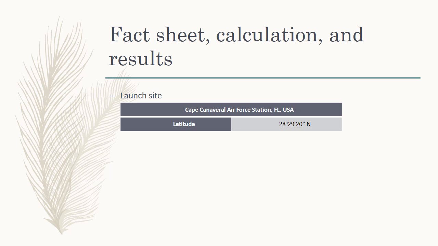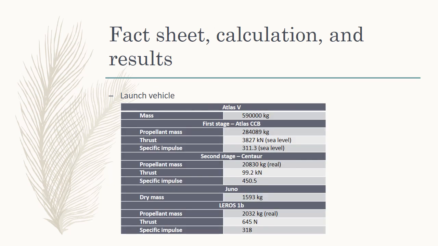The first one is about the launch site. Juno was launched from Cape Canaveral Space Station in Florida, USA, and the location is at a latitude of around 28 degrees north. And then this is the fact sheet about the launch vehicle.